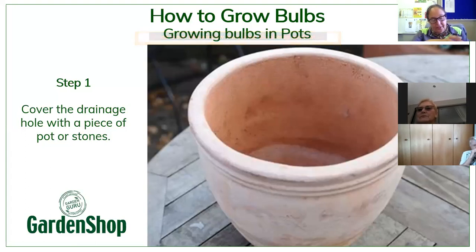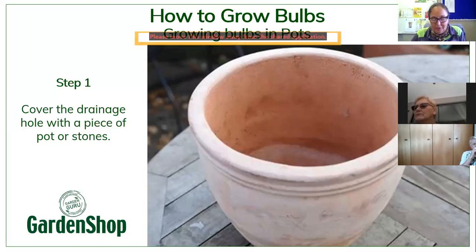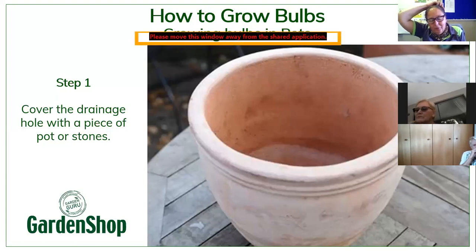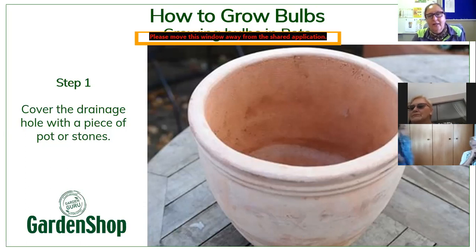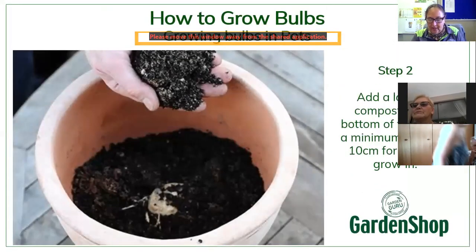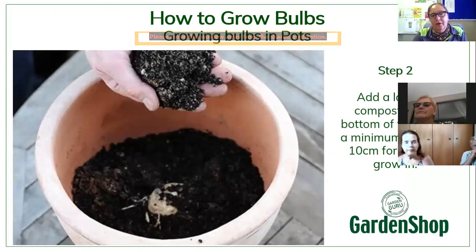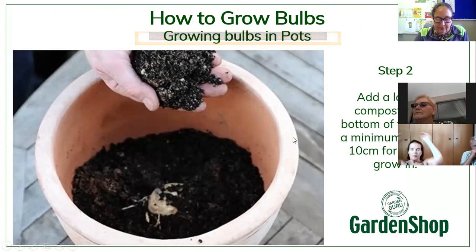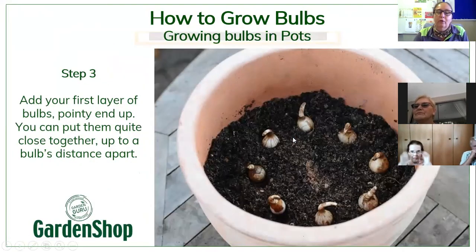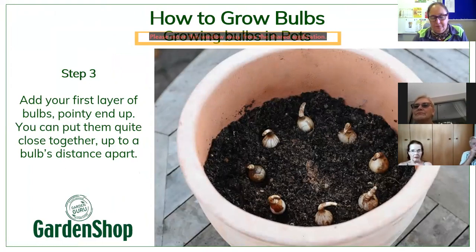All you do is you start putting in your first layer of bulbs. Try to put the pointy end at the top. For some bulbs, it's a bit difficult to distinguish which is up and down. Whether or not you plant it upside down or the right way up, the bulb would eventually rectify itself and grow upwards. It might just take a little bit longer. And then you put in a few centimeters more of soil, and you add some more bulbs on top of that. And you can layer that up until your pot is full.